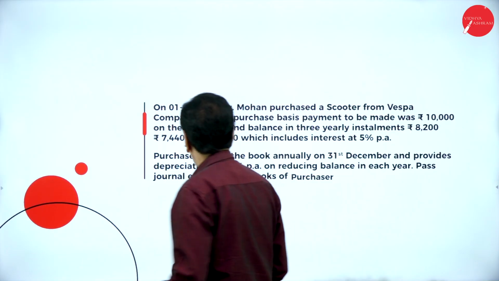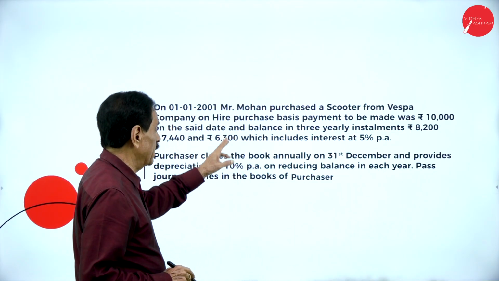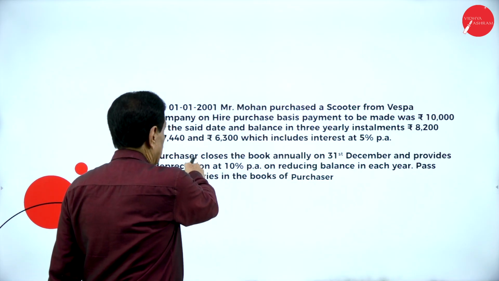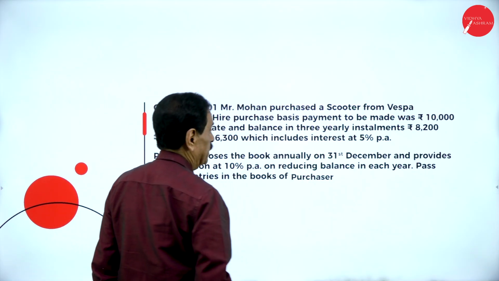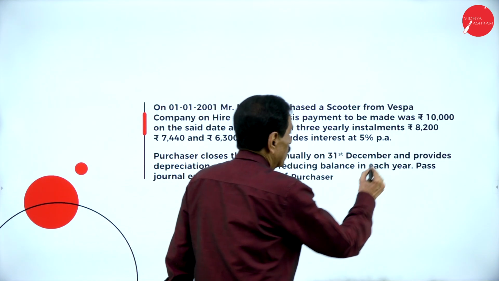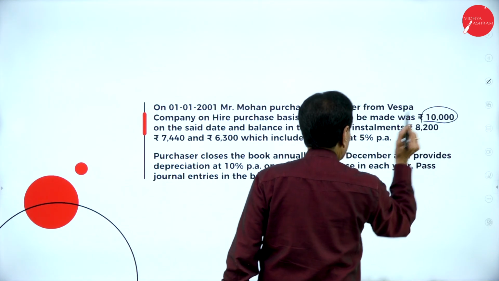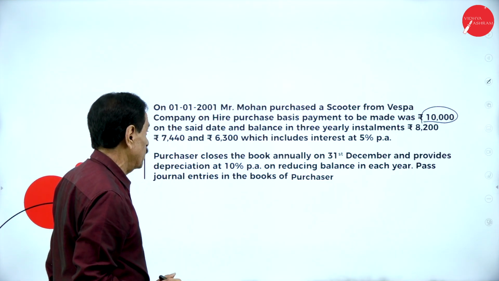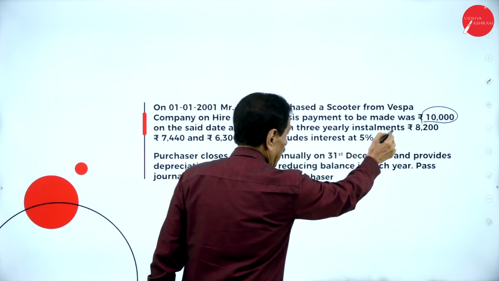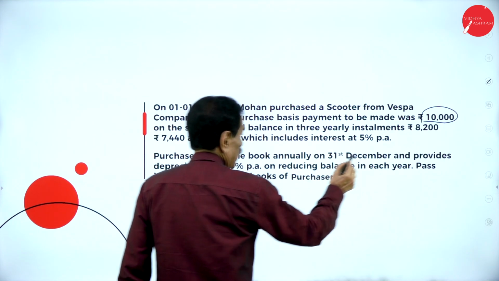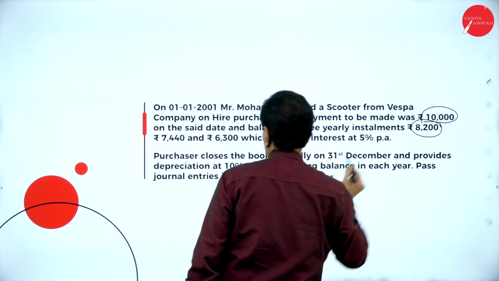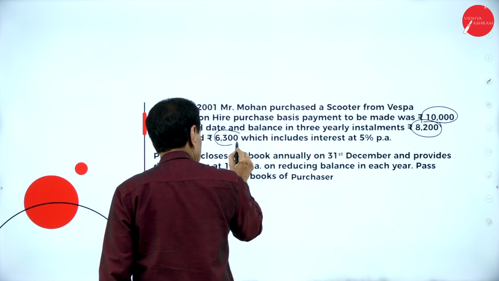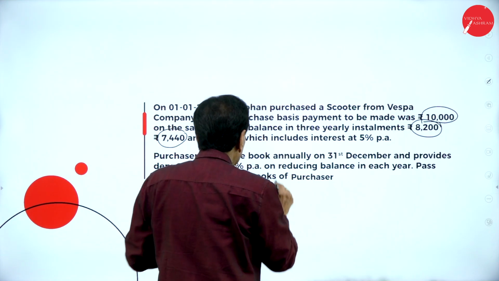This is a problem. On 1/1/2001, Mr. Mohan purchased a scooter from Vespa company on hire purchase basis. Payment to be made rupees 10,000 on the said date, that is 1/1/2001, and the balance in 3 yearly installments of 8,200, 7,440 and 6,300, which includes the interest.